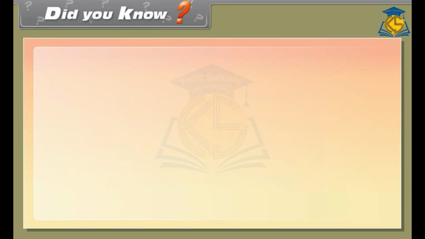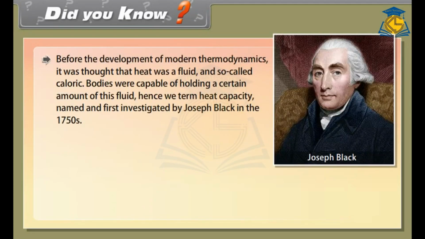Did you know? Before the development of modern thermodynamics, it was thought that heat was a fluid called caloric. Bodies were capable of holding a certain amount of this fluid. Hence, we term heat capacity, named and first investigated by Joseph Black in the 1750s.